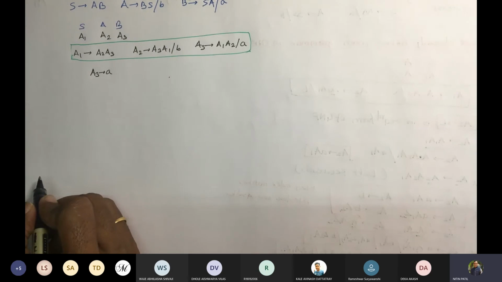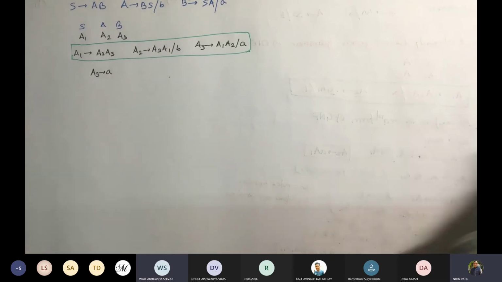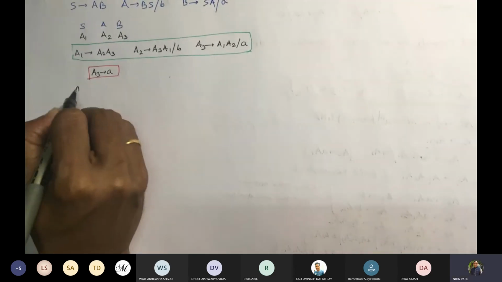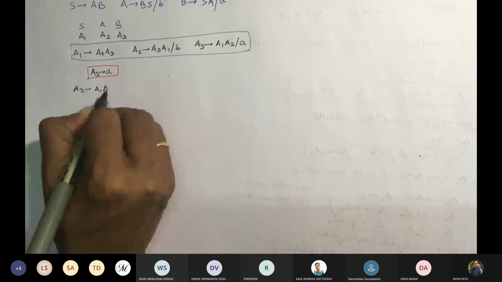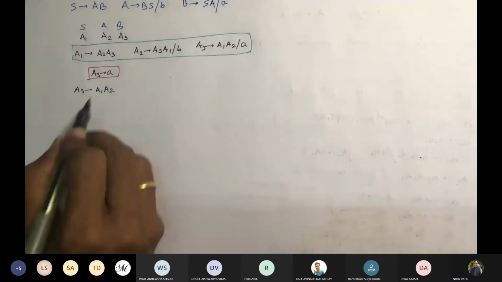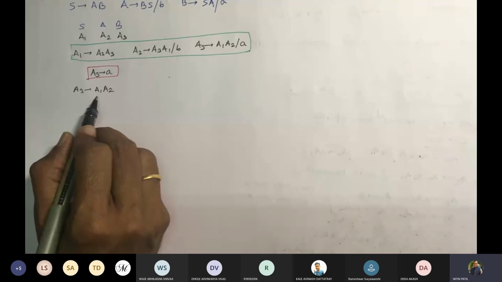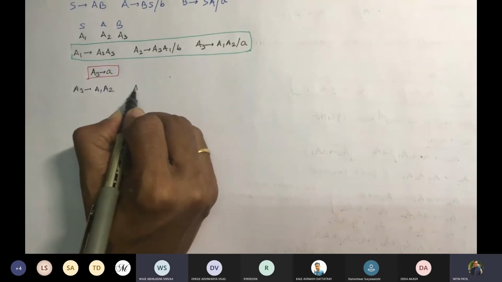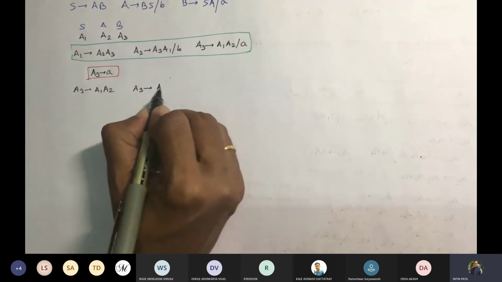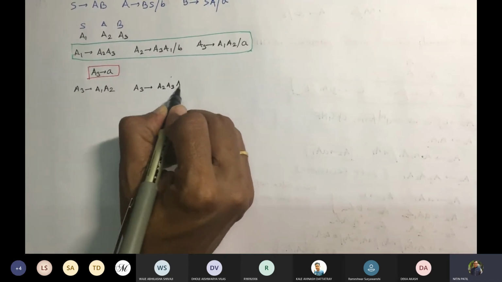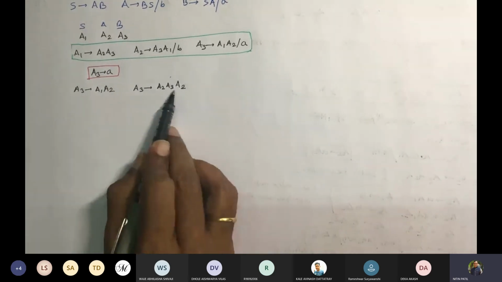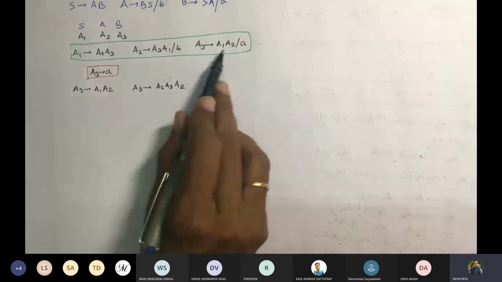Is this in required form? Yes, sir. Correct. So we'll mark it. Now next production is A3 gives A1, A2. Correct. How many values are there for A1? 1. So let us rewrite this. So we get A3 gives A2, A3, A2. Correct. ये A1 का जो A2, A3 था वो लिख दिया. And then I wrote this A2 as it is.